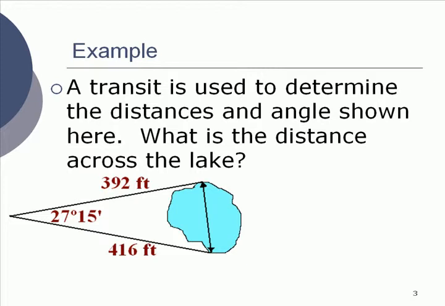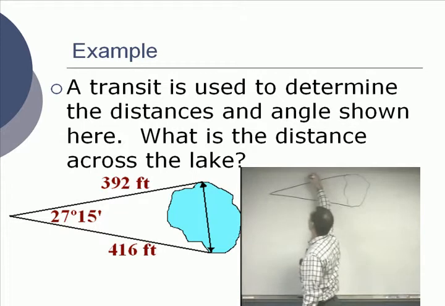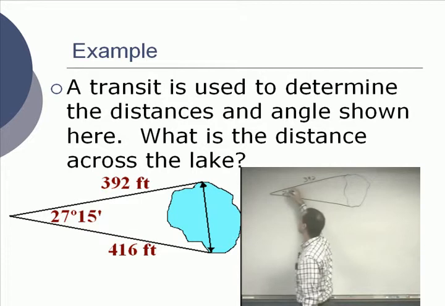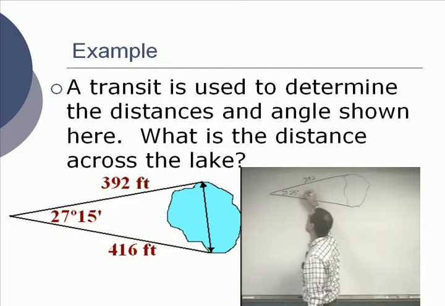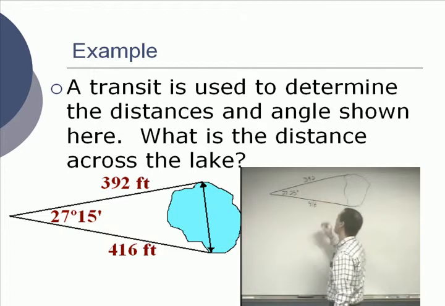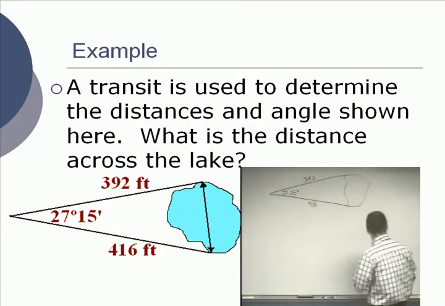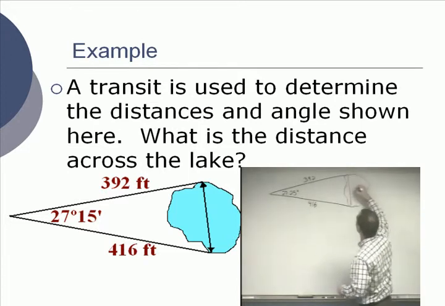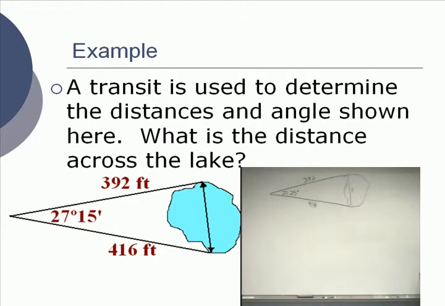Divide by 60. So 27 degrees 15 minutes becomes what? 0.25. 27.25 degrees. We just want to find that distance across the lake. And so this one's pretty straightforward. What are we going to use to find that distance? So it's a side angle side scenario, so you're using law of cosines.